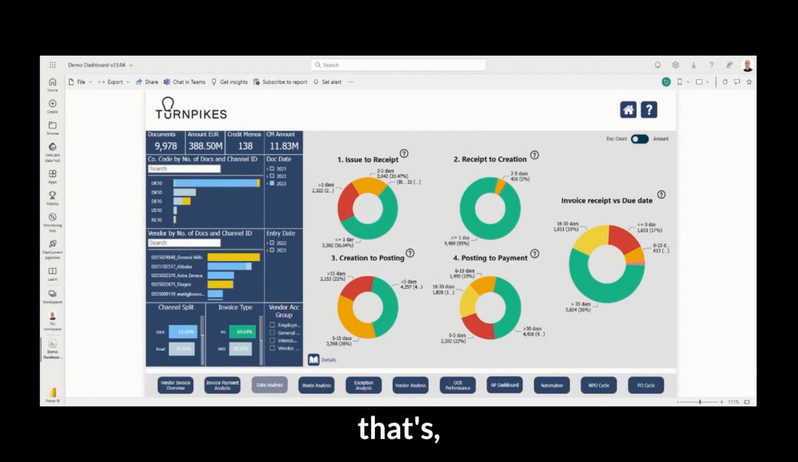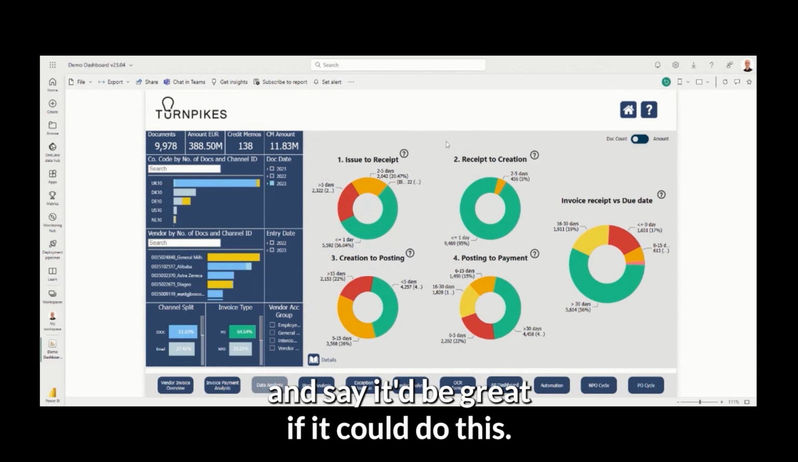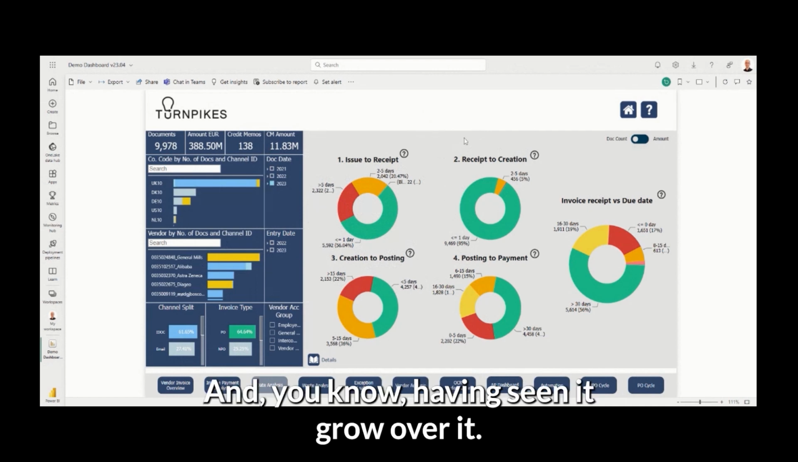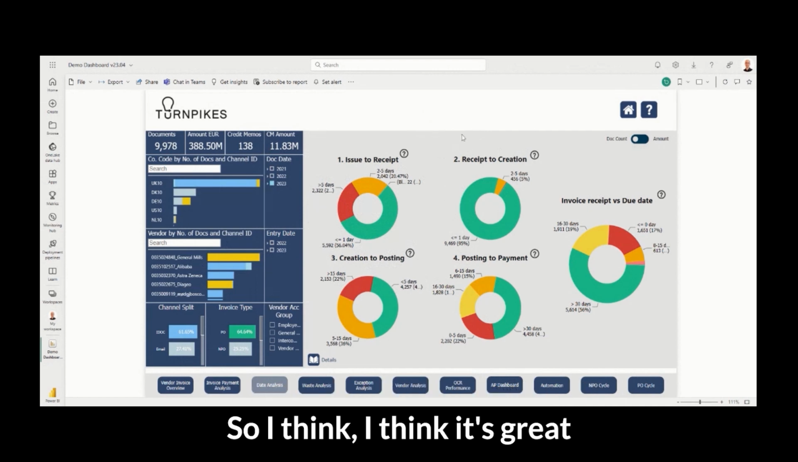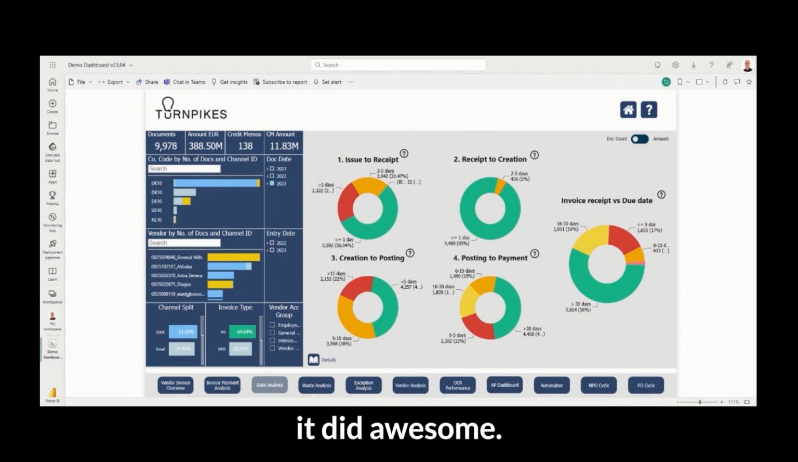Yeah, it's a really strong product, and one of the ones we get the most feedback on, which is good, because people often suggest features and say it'd be great if it could do this. Having seen it grow over its life cycle, I think it's great that it's a client-led product. There's not many of those truly out there. Indeed. Awesome. Well, thanks so much. Really appreciate your time. Thank you.